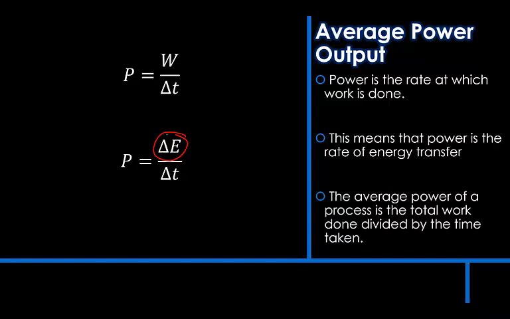The average power of a process is the total work that we've done divided by the total time taken. The instantaneous power, so the power at a moment, is just the rate at which the work is being done at that particular time.